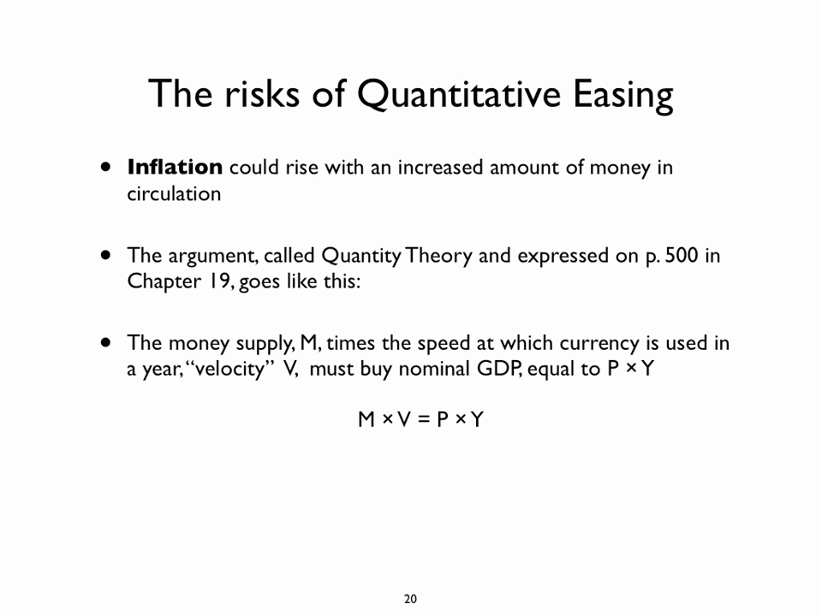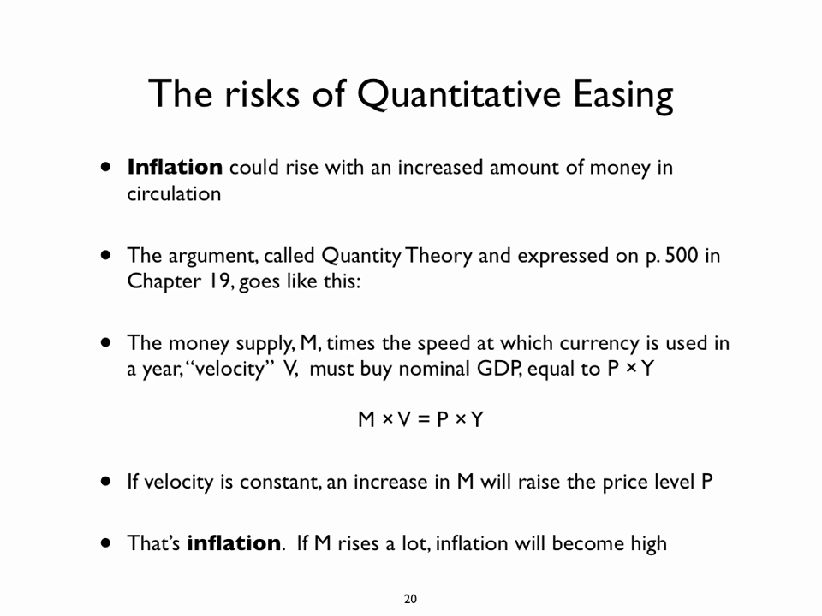The money supply, capital M, times the speed at which the currency is used in a year, which is velocity, or capital V, has to buy nominal GDP, which is equal to the price level, P, times the level of real GDP, uppercase Y. If velocity is a constant, now it isn't in the short run, but over long periods of time it tends to be, then an increase in the money supply will typically raise the price level considerably, unless there's some big increase in GDP. And that's inflation. If M rises a lot, inflation will become quite high.